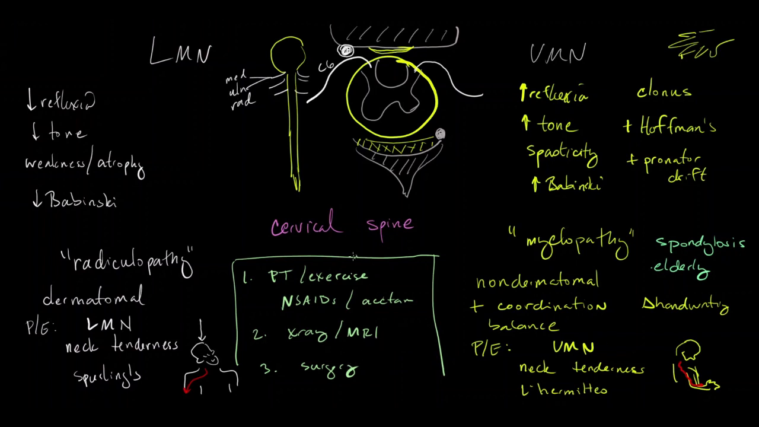Now, the only reason you would differ from this sort of non-emergent algorithm for treatment is if they develop the alarm finding of bowel and bladder problems. So if they have bowel and bladder problems, which is definitely possible in cervical spine disease, you skip this, immediately go to the ER, get an X-ray and MRI right away, and immediately contact a surgeon. So in cervical myelopathy, you can, in extreme and severe cases, get bowel and bladder symptoms.